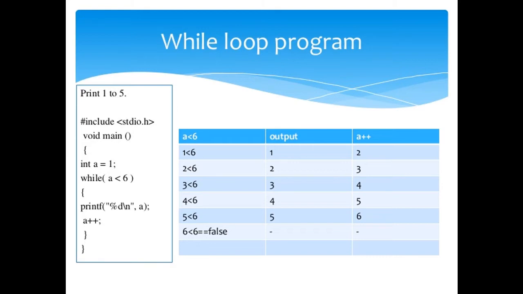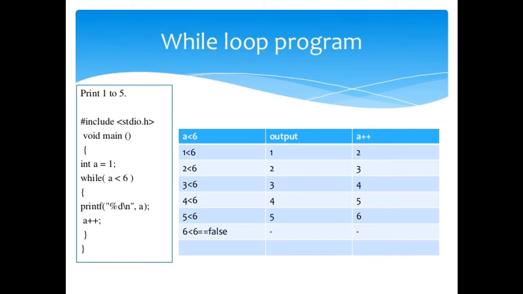It goes back and checks the condition. Now the a value will be 2. 2 less than 6, yes, the condition is true. So it will print the value of a as 2 and increment the a value by 1. So 2 plus 1, 3. Again it will go back and check the condition. 3 less than 6. Yes, the condition is true. Again it will print the value of a and increment the value by 1.